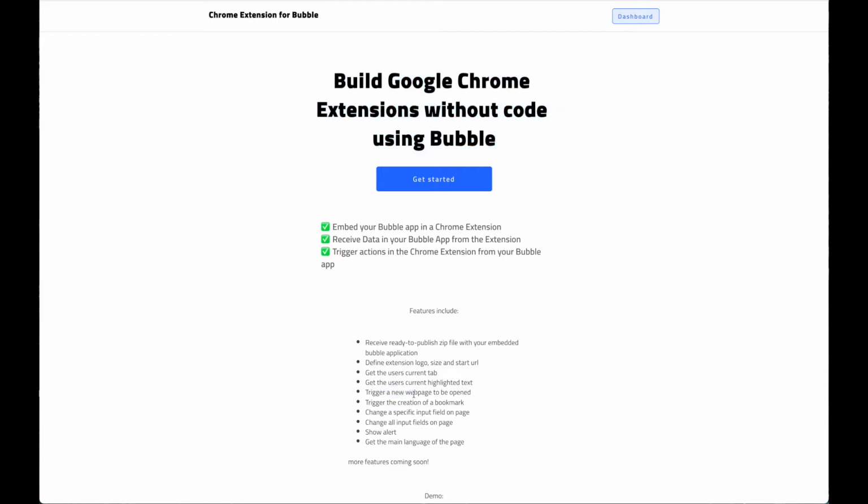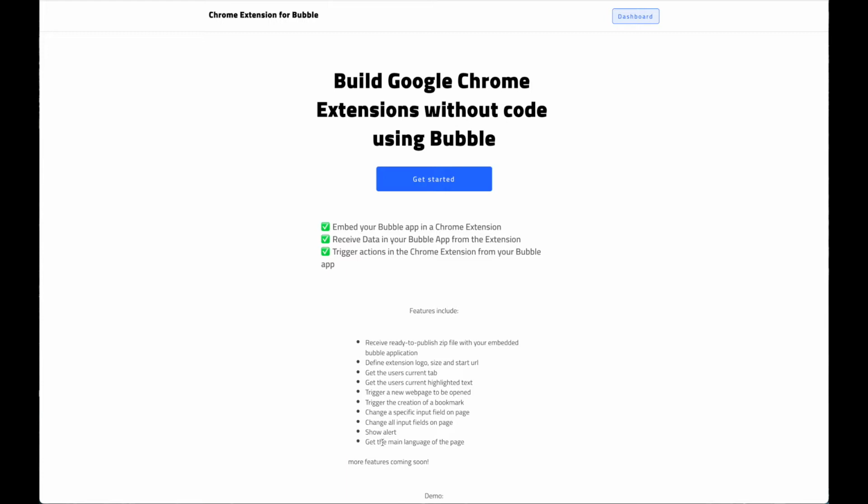You can go ahead and trigger things. You can trigger actions from your Bubble application. You can trigger a new web page to be opened. You can trigger the creation of a new bookmark in the Chrome browser. You can also change inputs on a page, so you can populate inputs on any website triggered from your Bubble application. You can get the main language of the page. You can show alerts, and we're adding lots of new features soon.